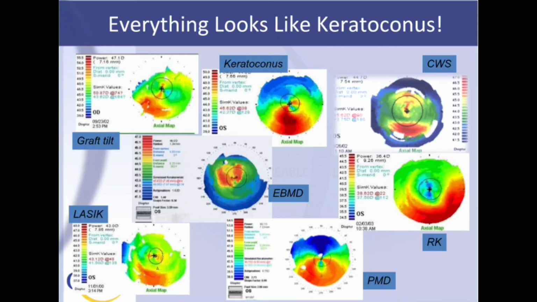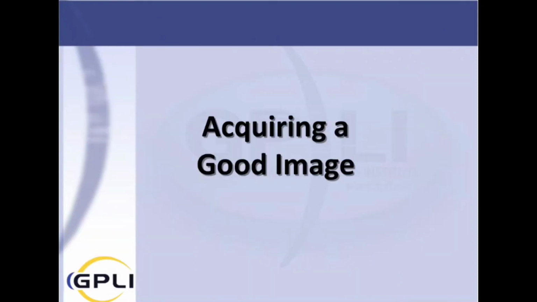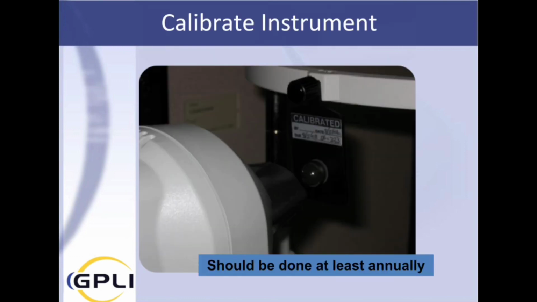The problem is, everything looks like keratoconus to the corneal topographer. To demonstrate the variability in image capture, the next series of slides all belong to the same patient under varying conditions. The first step is calibrating the instrument. Instrument calibration should happen at least once a year.